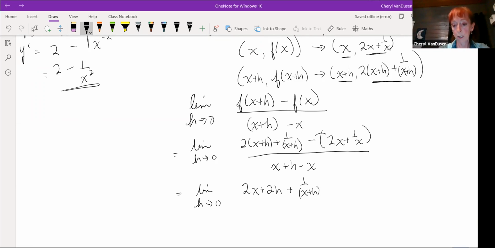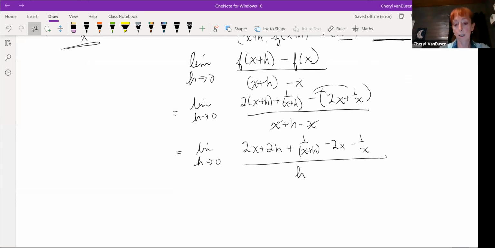Distribute the negative through the bracket, minus 2x minus 1 over x, and then all over the x's have canceled down here, we get h. So thankfully, at least the bottom's looking a little bit useful. Okay, we do have some canceling that happens, this 2x and this 2x.